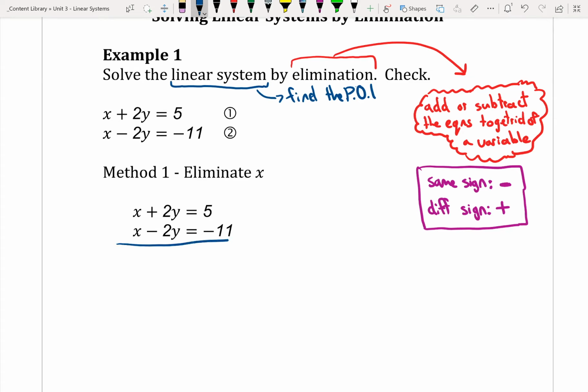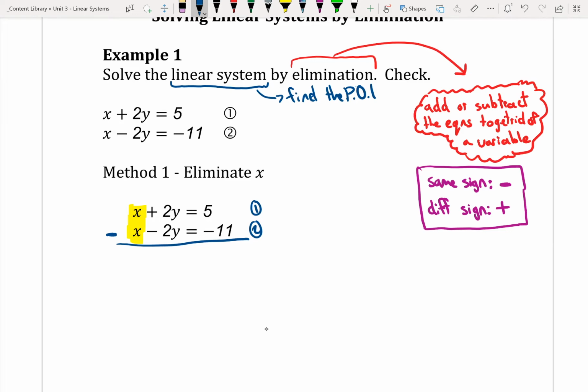So I'm going to draw a line underneath, and now I need to figure out, do I add equation 1 and equation 2, or do I subtract them? Well, if I look at the x's, which I'm going to highlight right here, the sign in front is the same. They're both positive. And I've already made the note: if it's the same sign, I subtract. So I need to subtract these two equations. So equation 1 minus equation 2.